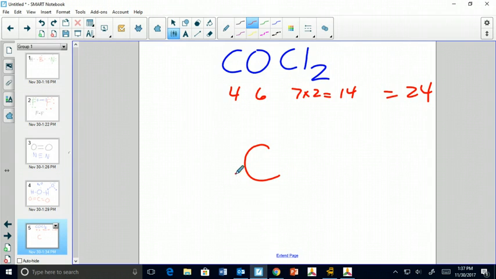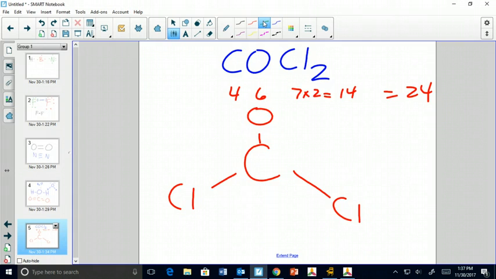And then we'll put a single bond to chlorine and a single bond to chlorine and a single bond to oxygen. That doesn't really look like an oxygen bond, sorry. We cool there? So how many electrons have I used so far? Because each of these stands for 2. So therefore 3 times 2 would be 6. Good. So I take away 6 here, so I'm down to 18 left. Are you with me so far?